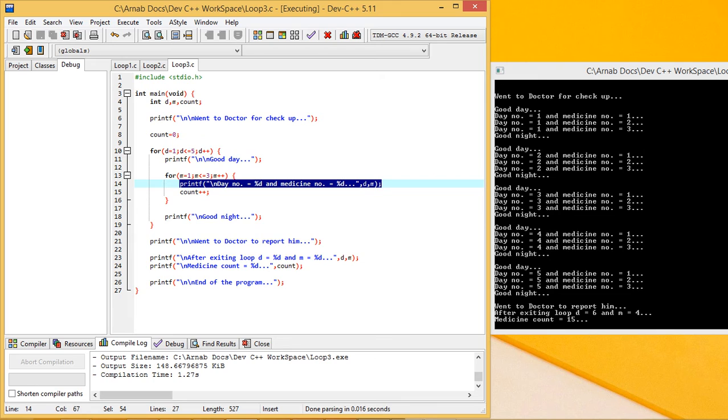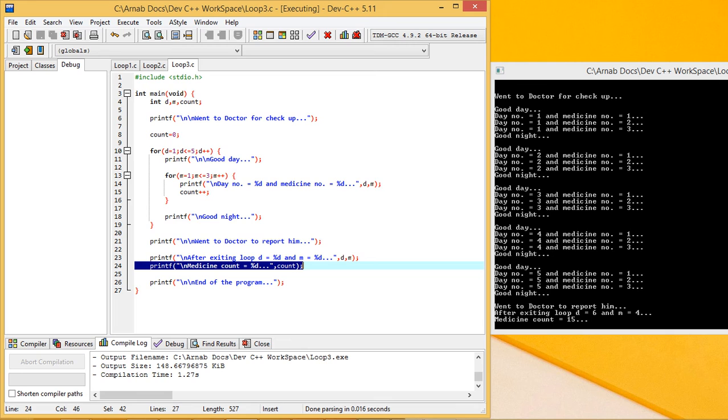Before entering into this loop, count was 0. So here count got incremented for 15 number of times. So after exiting from the for loop, if I want to print the medicine count, I'm getting here 15 for the medicine count. And day was 1, 2, 3, 4, 5. After exiting from the loop, the day number should be 6. And here the medicine was 1, 2, 3. So after exiting from this loop, the medicine number will be 4.